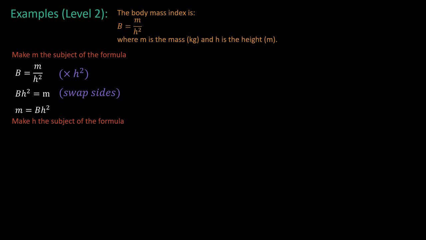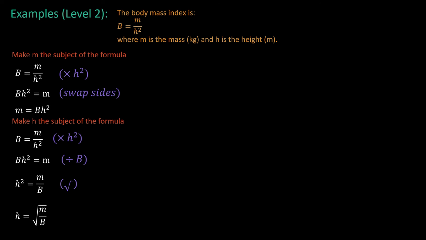But make h the subject of the formula is a little trickier. We still need to multiply out by h squared first to get it out of that fraction. But now it is stuck with b, which we don't want. So we're going to divide out by b to get h by itself. But h is still squared after we do that. So we will need to take the square root. But remember, when we're square rooting, it's going to be square rooting that whole fraction. So h is going to be the square root of m over b.